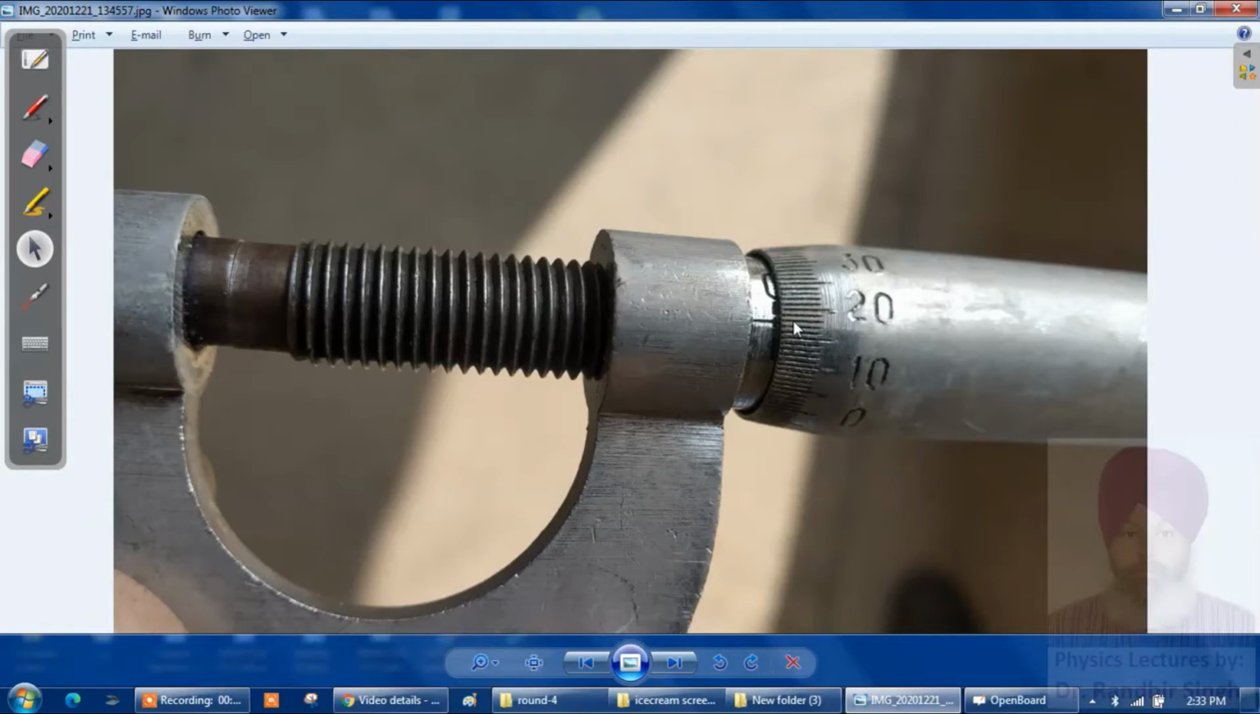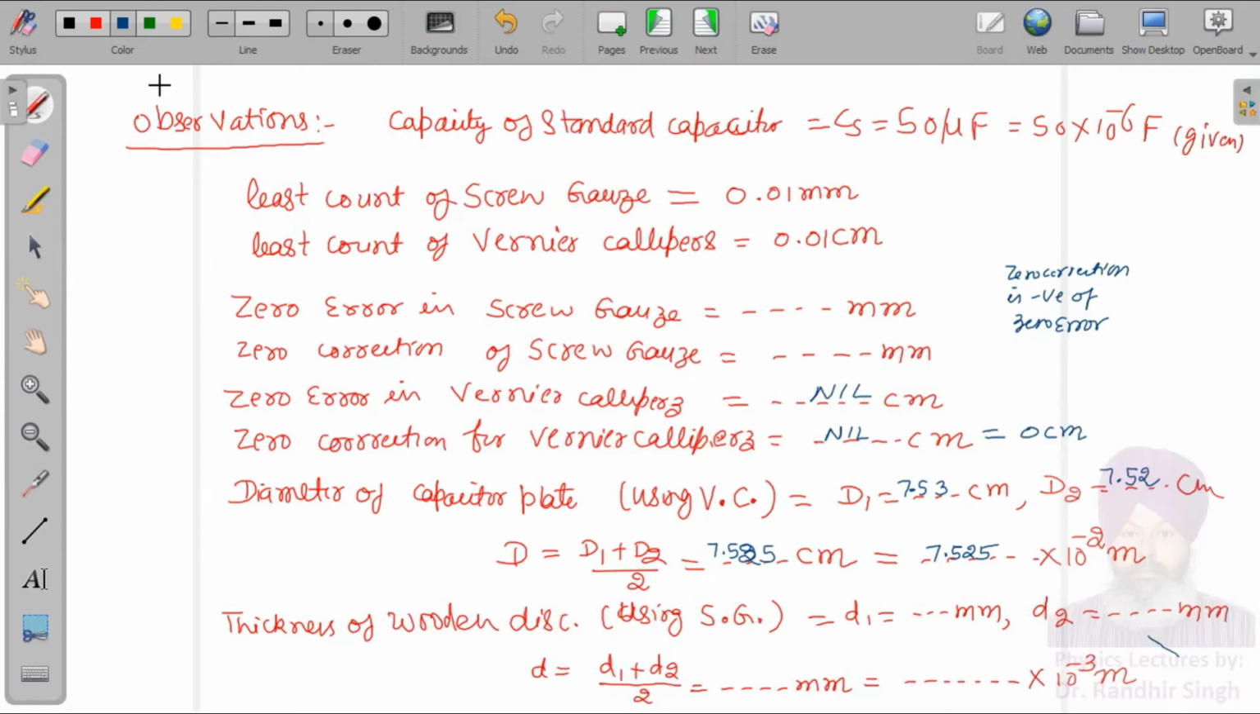It is in millimeters. So the least count of this screw gauge is actually 0.01 mm. So the error is 0.18 mm, so the correction will be minus 0.18 mm. Let us now write this on the observation table.